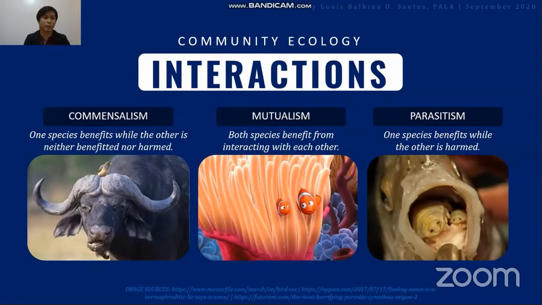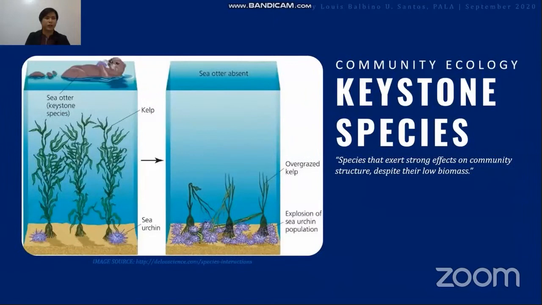Of course, it can also be a totally one-sided relationship, parasitism, where one species benefits while the other is actively harmed. Now, in a community, there can be a keystone species. These are species that are not dominant. Dominant species are based on the amount of stuff, the amount of biomass. But keystone species, even though there's less of them, have a huge impact on the environment, often because they're the ones that shape the ecosystem.